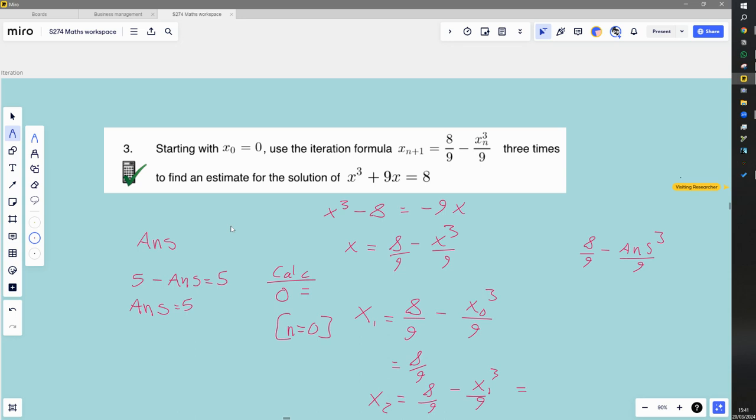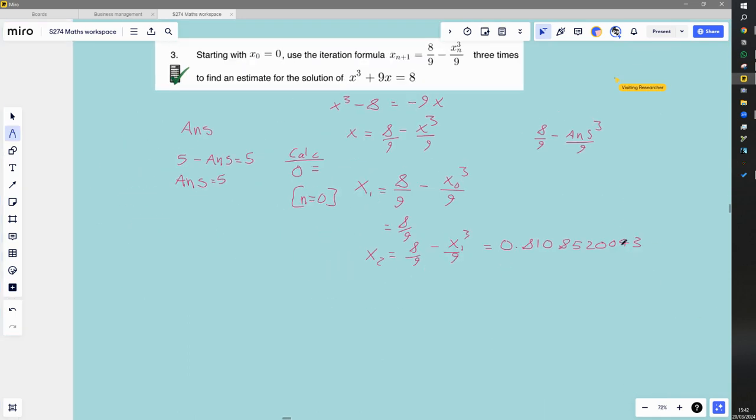Now I've got a big long fraction, so at this stage probably what I'll do is just press the SD button and write it as a decimal and round it up. So I've got 0.81085. I'm going to write the whole thing. I don't think they expect you to write the whole thing in the exam, but they might want you to write the whole thing when it comes to the final answer. So that'll be my x2.